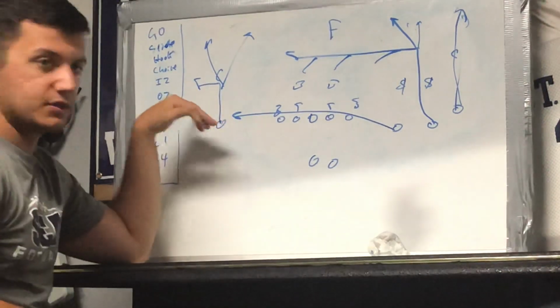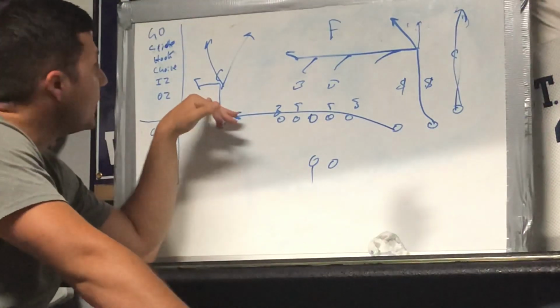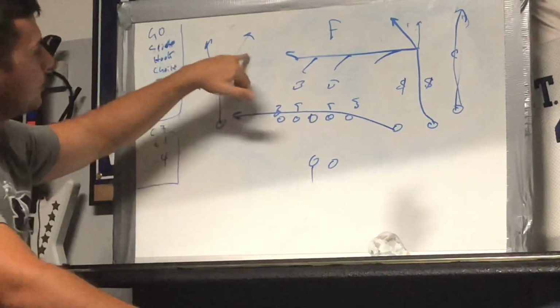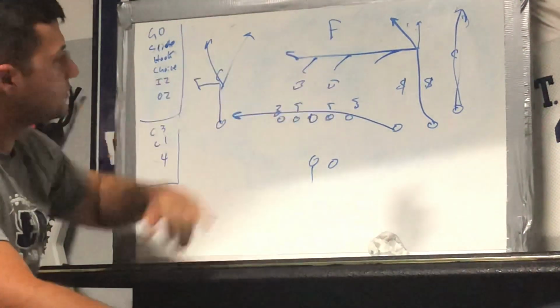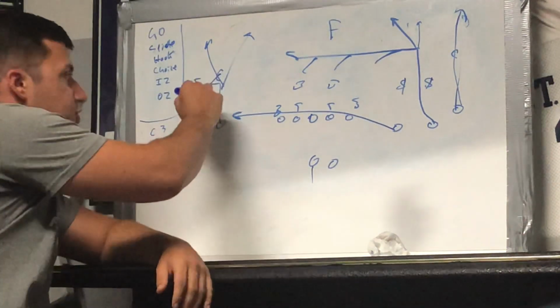Now, obviously, the QB's going to take his drop. He's going to look at number one. Did he beat his man, whether it was over the top? Obviously, the post ball's a little scary with the middle of the field safety, but did he beat him over the top, or beat him underneath? Say he jumps the route.